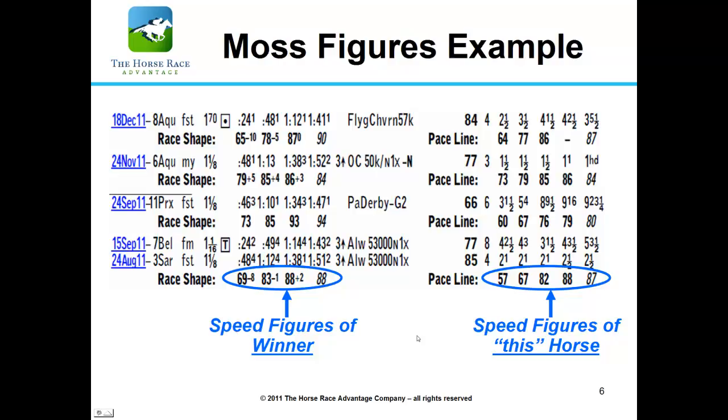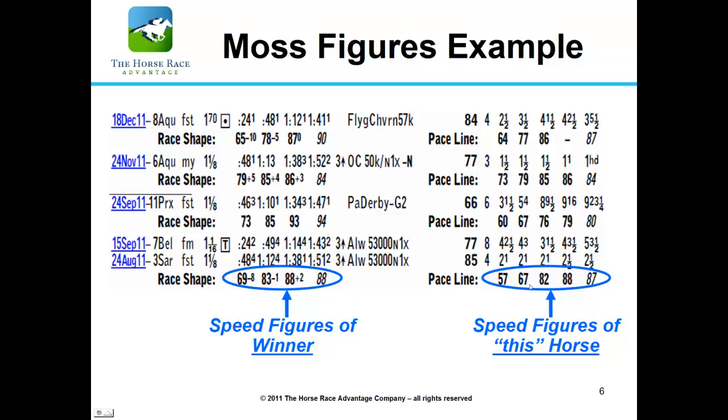So when we take a look at an example here, we have the Moss figures here. The race shape identifies the speed figures of the winner for this particular race here on 24 August 11, the third race at Saratoga, which was the mile and 8, and was an allowance company, non-winners of 1. So the winner here ran 8 points below the par value. At the second point of call, he ran 1 point below the par value, and coming into the stretch here, he actually ran 2 points above the par value. So he actually had a good closing kick here.